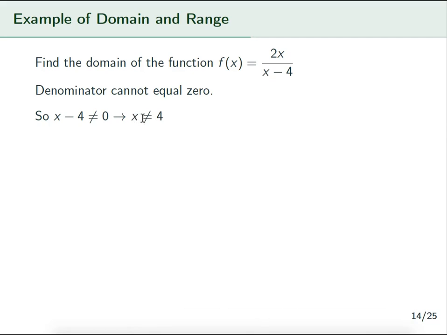Now that we get the idea of the domain, let's express this answer using set builder notation and interval notation. The domain in set builder notation is x such that x is not equal to 4. So it includes all the numbers but 4.